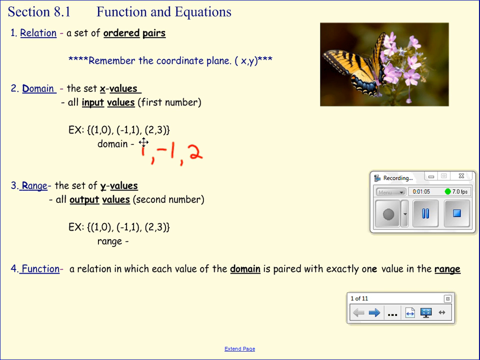Then our next term, 3, is range. It's the set of all the y values, all the output values, the second number. So in the same example, the range would be 0, 1, and 3. And then our last term is called a function. To determine if something is a function: it is a relation in which each of the values for the domain is paired with exactly one of the range. Let me make it simple for you. The domain cannot repeat. If it repeats, that means it is not paired with exactly one of the range.